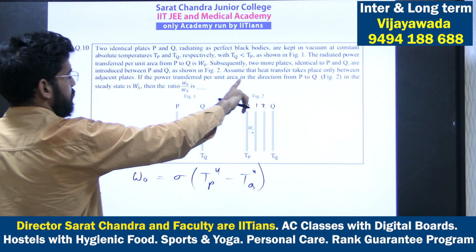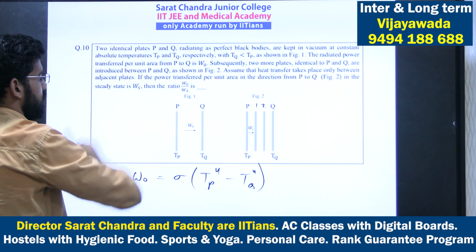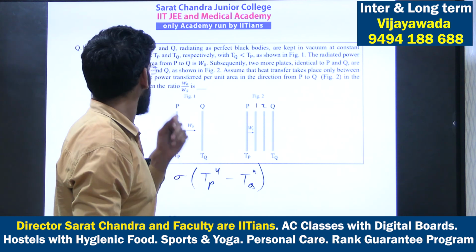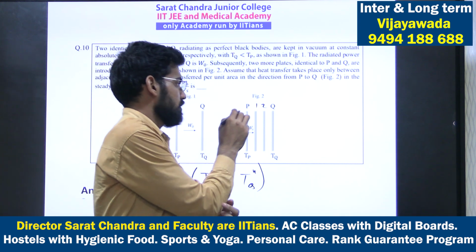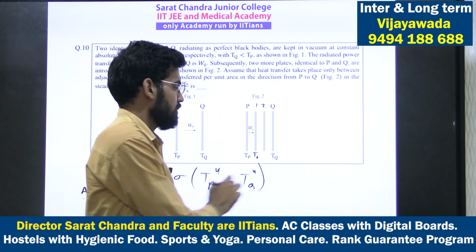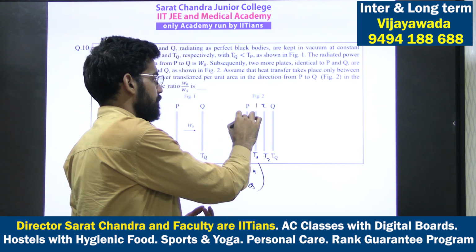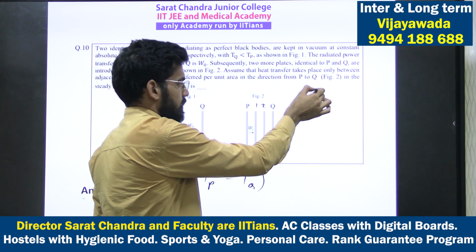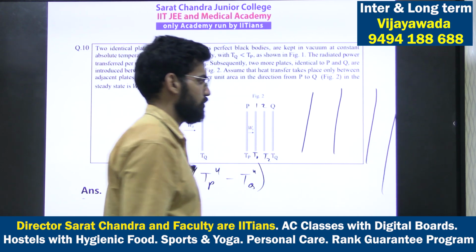If the power transferred per unit area in the direction from P to Q in steady state is Ws. Steady state. What is the meaning of steady state? We know from heat transfer that, whatever the temperature, let's name the temperature of plate 1 as T1, and of plate 2 as T2. Whatever from P to 1 is getting transferred. Here this is P, this is 1, this is 2, this is your Q.